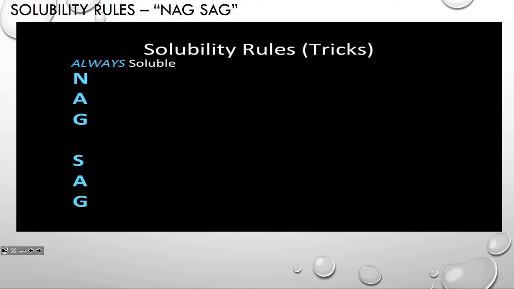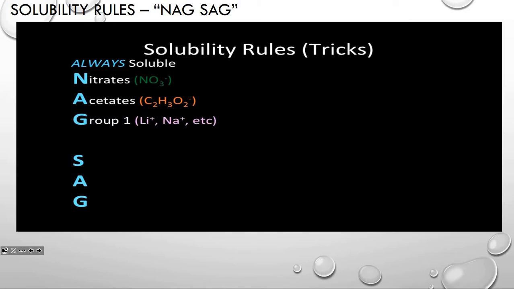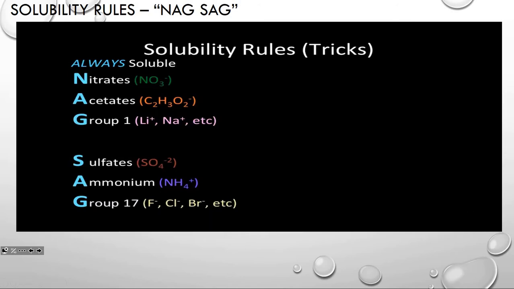So the way to remember NAGSAG is to remember that whenever you sag your pants, somebody's going to nag you. The N in NAGSAG stands for nitrates, NO3 minus, the A for acetates, C2H3O2 minus, and G for group 1, the group 1 metals such as lithium and sodium, and many more. S is for sulfates, which is SO4 minus 2. A is for ammonium, NH4 plus. And lastly, of all the soluble ones, group 17 nonmetals, such as fluorine, chlorine, bromine, iodine, and more.